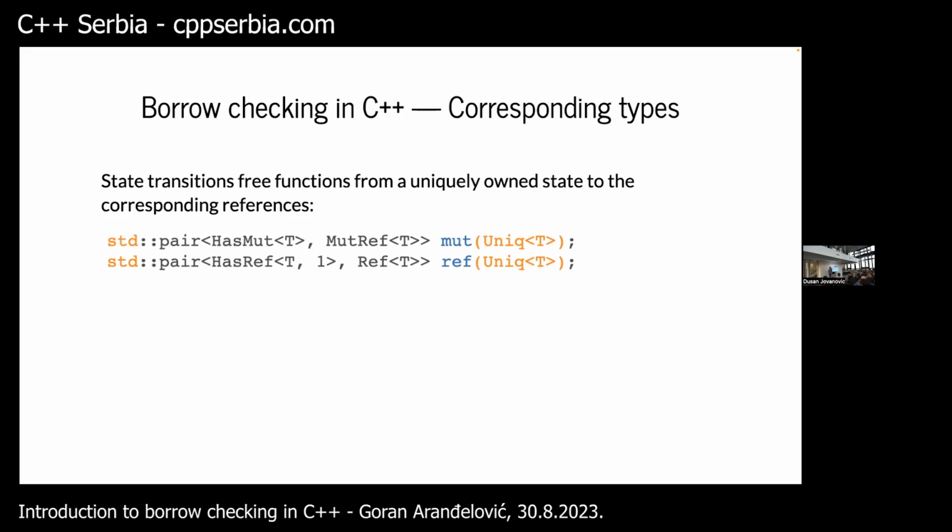Okay. And as you can see, the other function, ref, takes a unique object again and returns a similar thing. It returns the initial T1 state. That means you created the first immutable reference, okay? And ref of T will hold the pointer to the actual object.